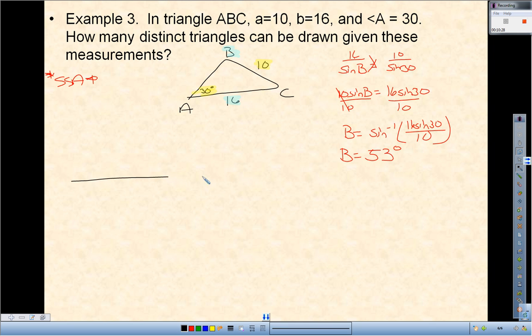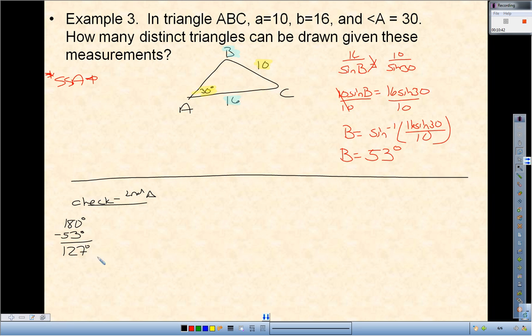All right, immediately what I'm going to do now is check to see if there is a possible second triangle. So I'm going to take 180 degrees, subtract the 53 degrees I found, and that's going to leave me 127 degrees. I'm going to add the angle that was given, which is 30, and if this is less than 180 degrees, that means that there's a second triangle. It is less than 180 degrees, so that means that my second triangle has an angle B that is 127 degrees.